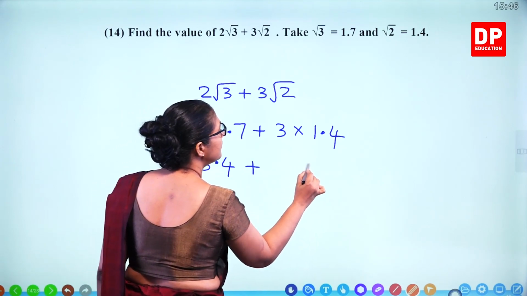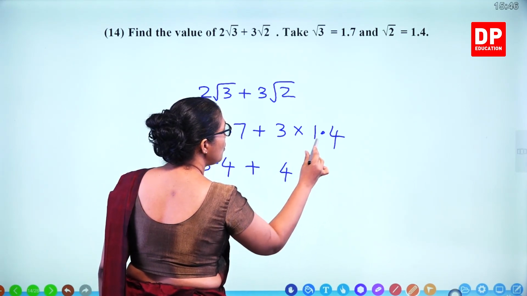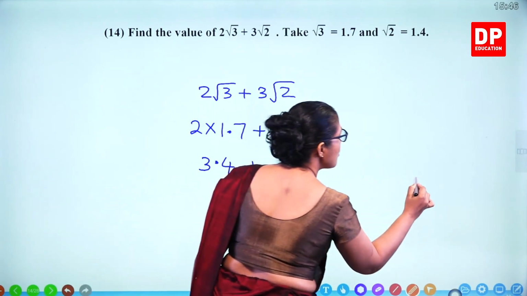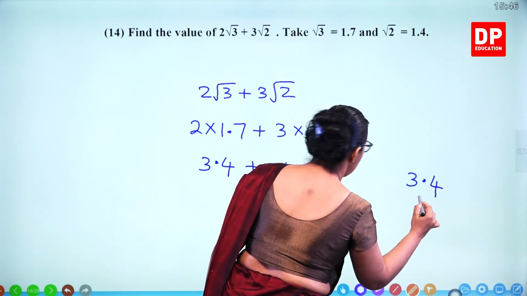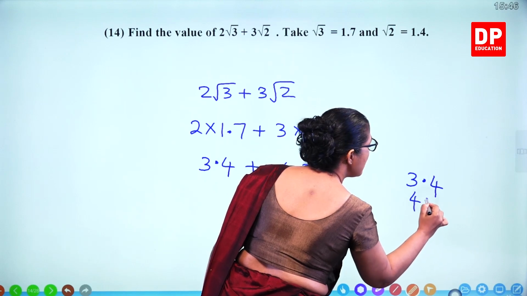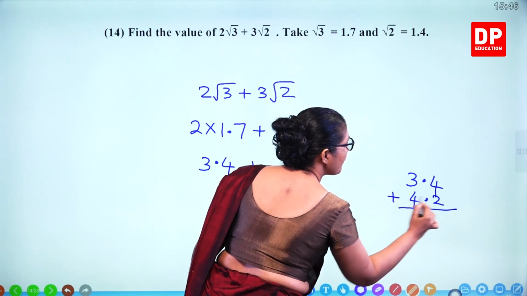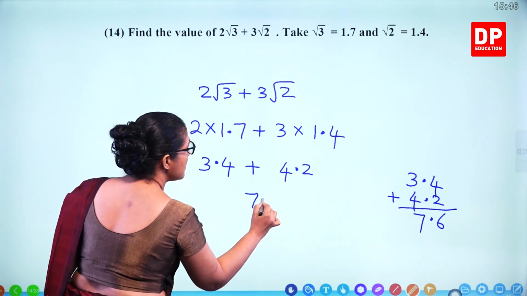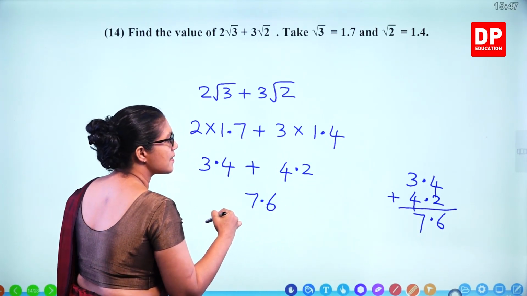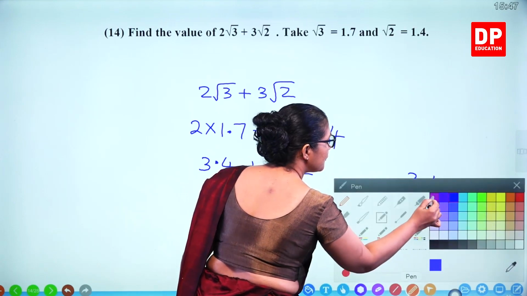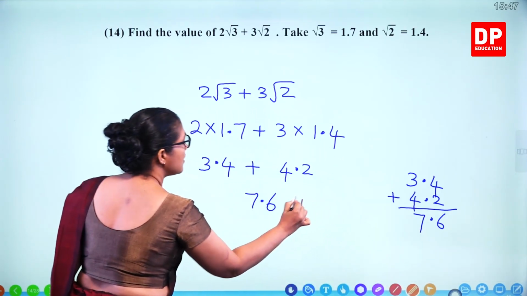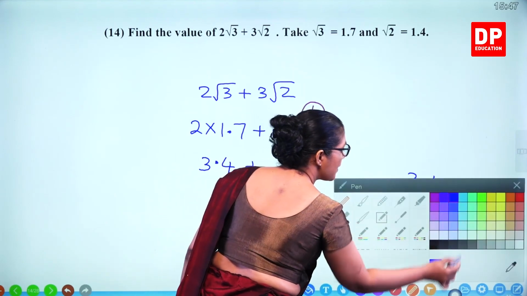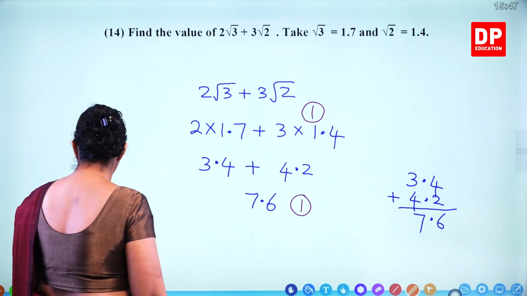14 times 3, 42. Put 1 decimal place. Now just add it. When you are adding, make sure that the decimal point is in a column. 6 and 7. So the answer is 7.6. So 2 marks again. Finding the answer and correct method, 1 mark.